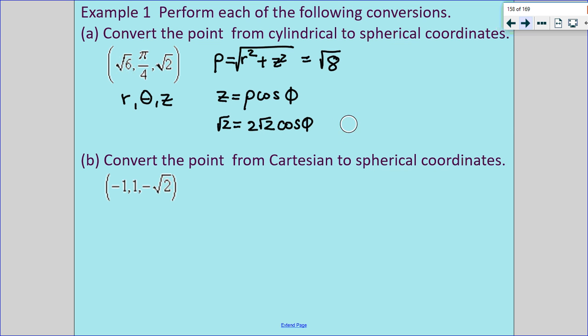I'll rewrite that. And I got that because of the inverse cosine of 1/2. And so I have rho, I have phi, and I have theta already, so that's great. So what I get is radical 8, or 2 radical 2, pi over 4, which is theta, and then pi over 3.